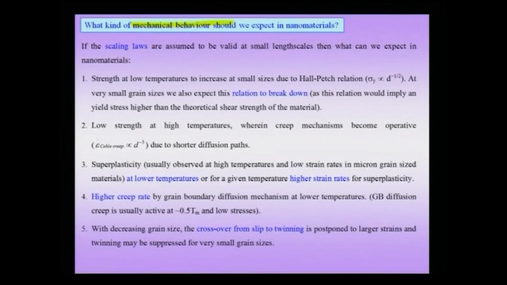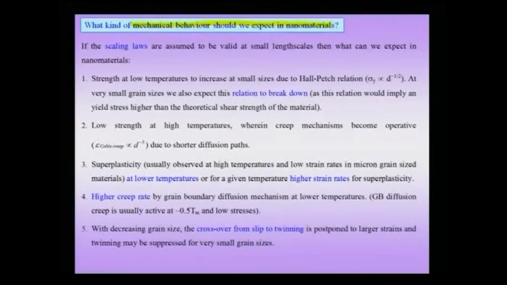Now, we have talked about various aspects like superplasticity, creep, etc., and we also said that the role of grain boundary, the role of diffusion, etc., is going to be more and more when you go down to the nanoscale. So, the obvious next question is, what kind of a mechanical behavior should I expect in nanomaterials? Of course, the question we will ask after this is, having made these expectations, how far are some of these expectations actually observed in nanomaterials, and in what cases we find that the expectations are not fulfilled.